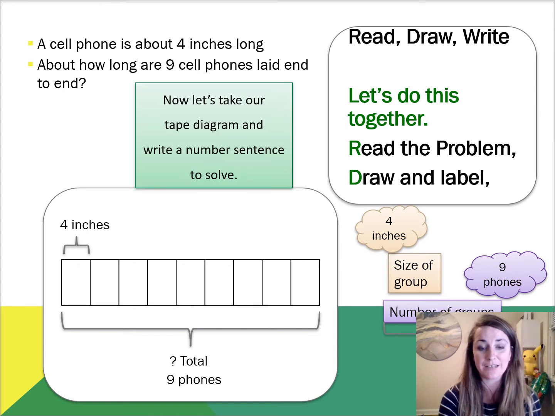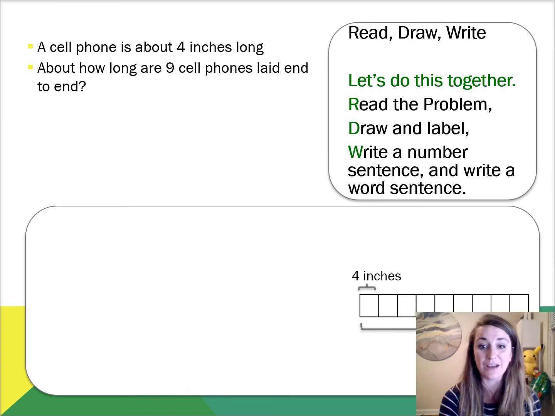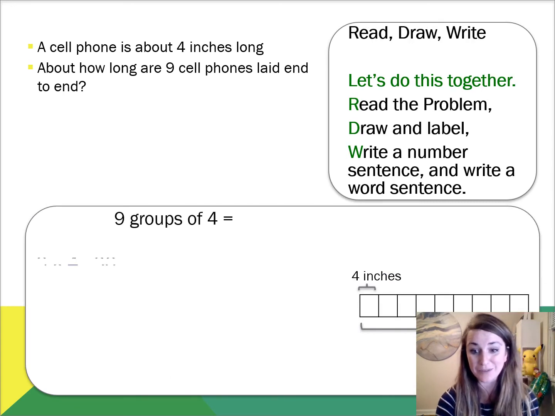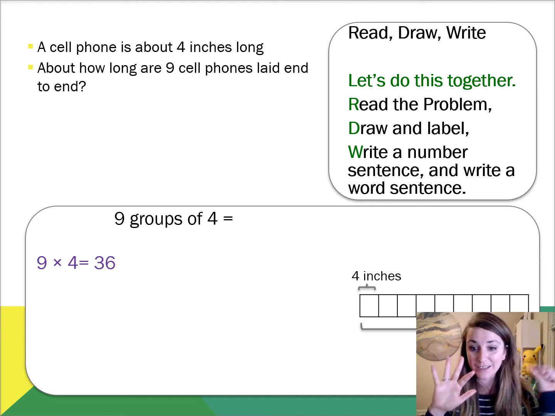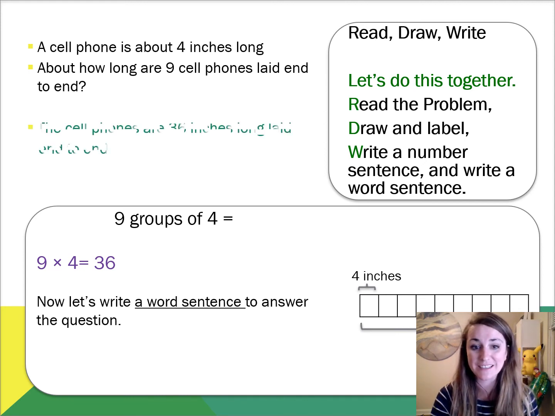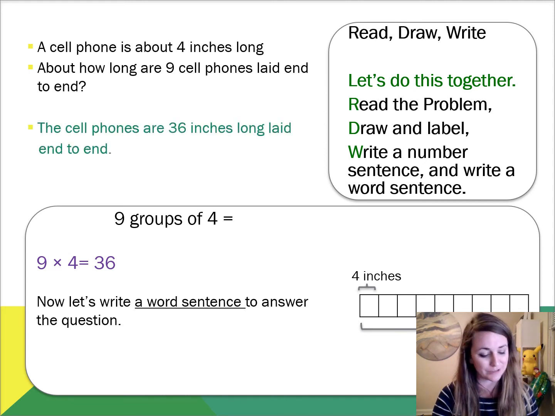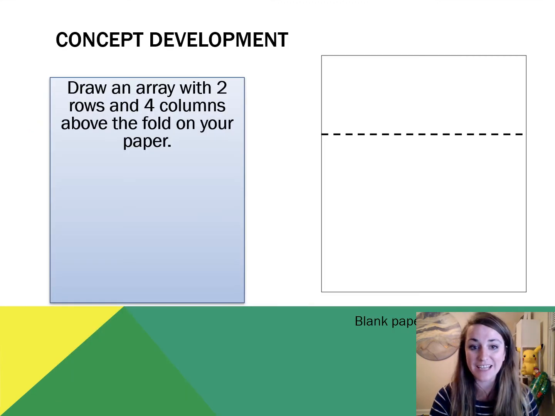Let's take our tape diagram and write a number sentence to solve. There are 9 groups of 4. That's another way of saying 9 times 4. We can skip count to solve: 4, 8, 12, 16, 20, 24, 28, 32, 36. 9 times 4 is 36. The cell phones are 36 inches long, laid end to end.